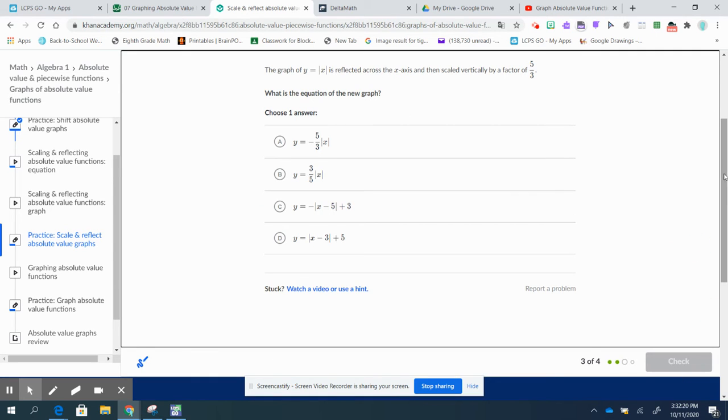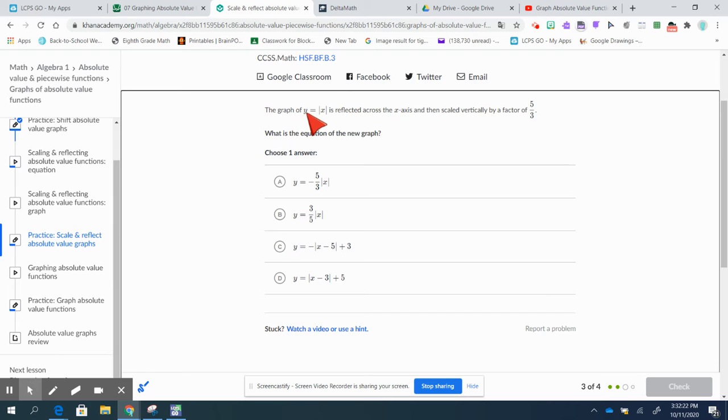Okay, our next question. The graph of y equals the absolute value of x is reflected across the x-axis and then scaled vertically by a factor of 5/3. So we know that if it's reflected across the x-axis, that's automatically going to be a negative slope. So that means our answer either has to be A or C.